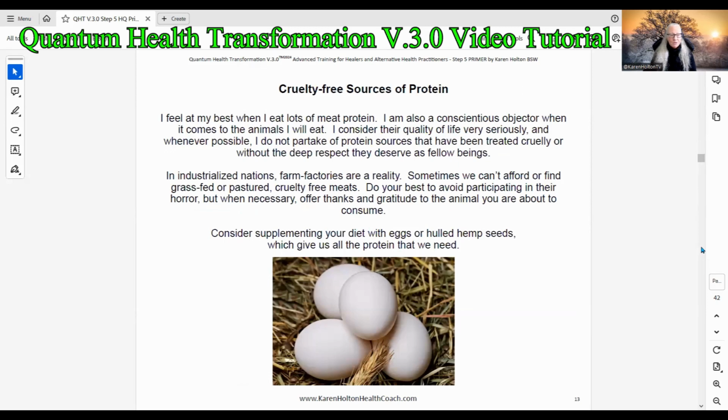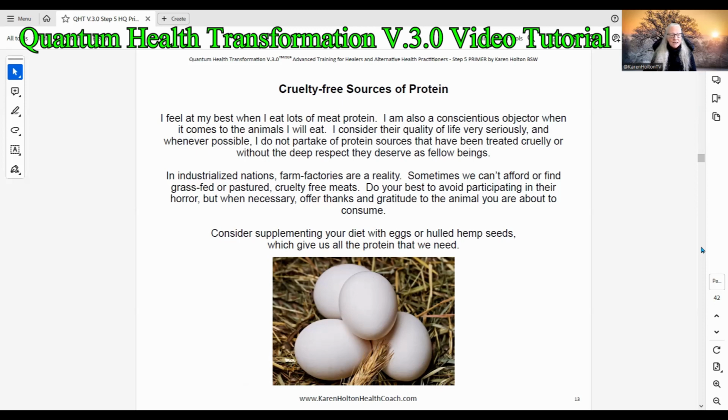Cruelty-free sources of protein. I feel at my best when I eat lots of meat protein. I am also a conscientious objector when it comes to the animals I will eat. I consider their quality of life very seriously, and whenever possible, I do not partake of protein sources that have been treated cruelly or without the deep respect they deserve as fellow beings.